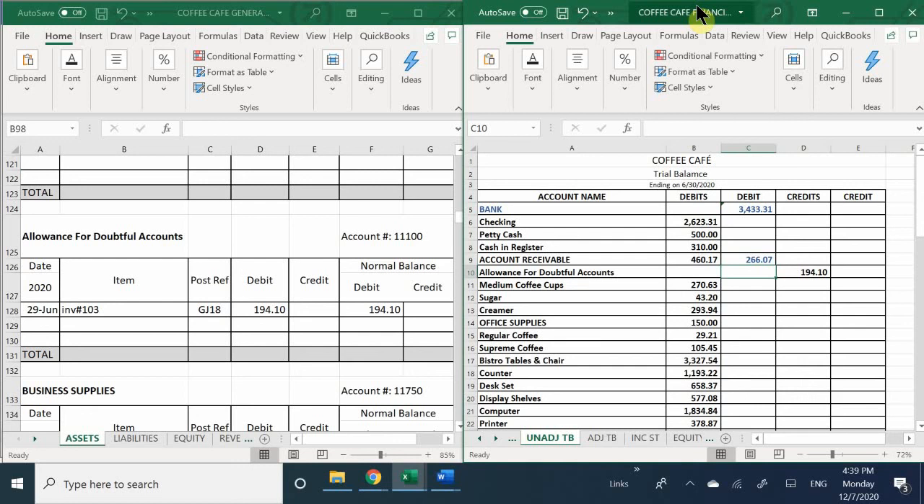Well, actually, no, wait. Allowance for doubtful accounts, not a credit. It's a debit balance. My bad. So this is supposed to be adding together. Let's undo that. So it should not be on my credit side. It's actually on my debit side for 194.10. I'm sorry about that, guys. So that means these two are going to be added up together, this plus this, giving you a total of $654.27, because they're both on the debit side.